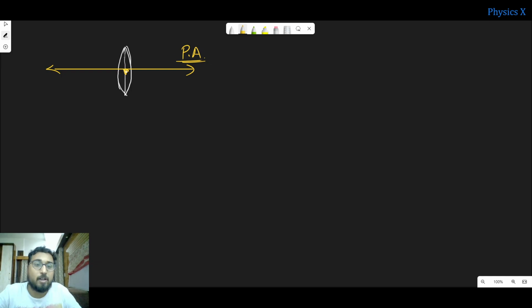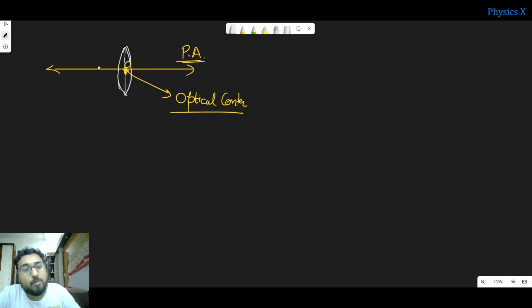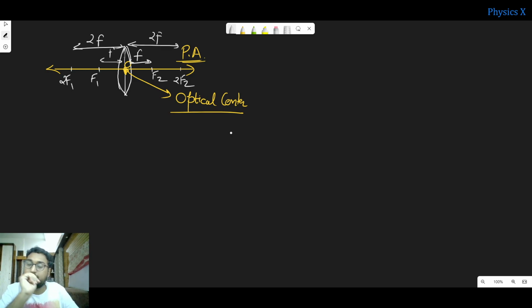And this point which is at the center of this lens, we mark this as O, and we call this the optical center. Unlike mirrors, we have these two focus points, F1 and F2, and also these two points, 2F1 and 2F2. Because this lens is identical from both sides, that is why we have F1 and F2 here.